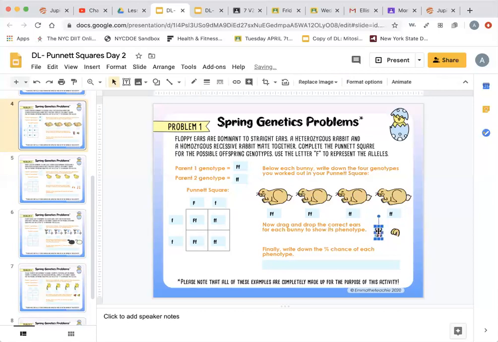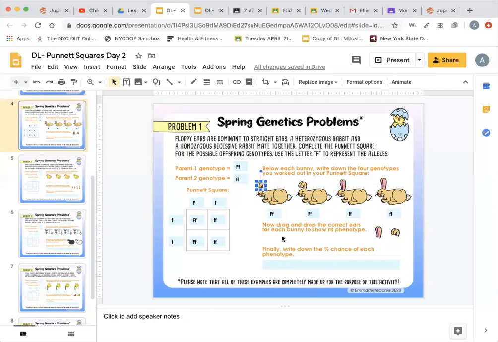All right, now let's think, what would their ears look like? Floppy are dominant, straight are recessive. So this guy's straight, so we're looking at the homozygous recessive. Just drag and drop the little guy's ears on there. They're kind of cute, aren't they? Okay, and over here we got 2 floppies because they're heterozygous and floppy is dominant.